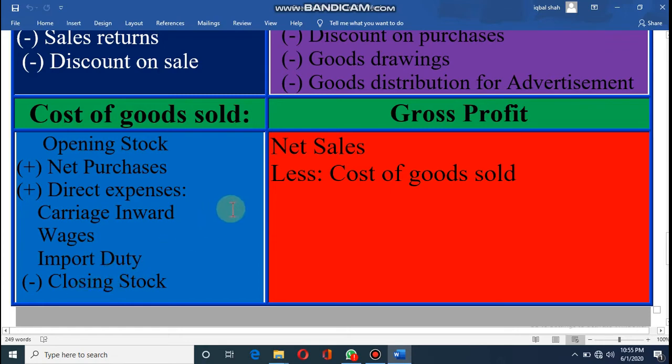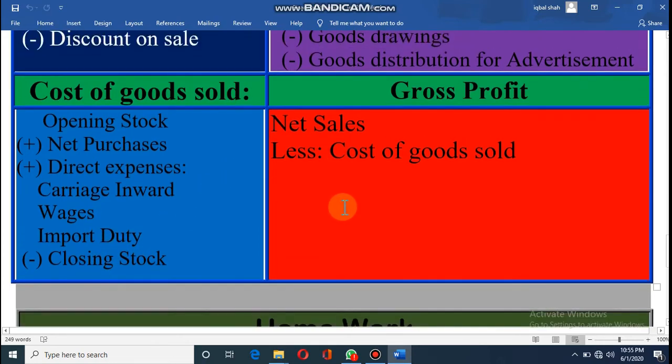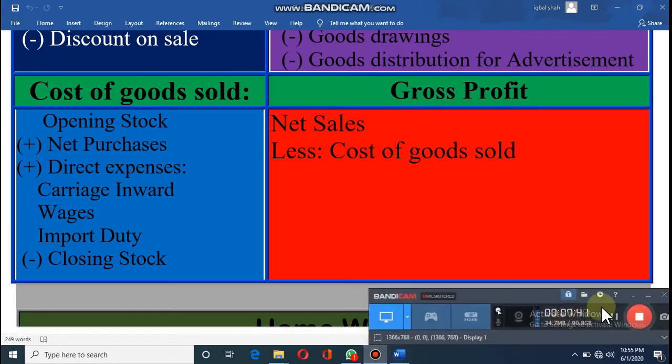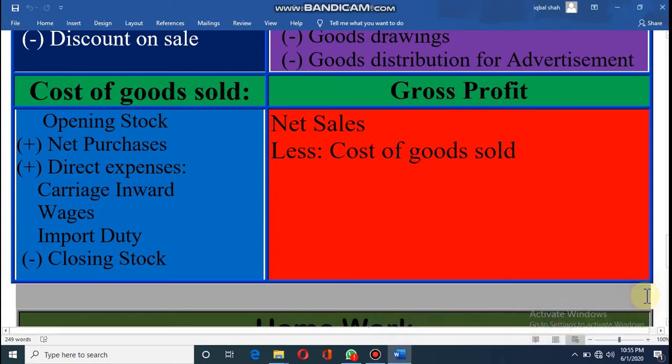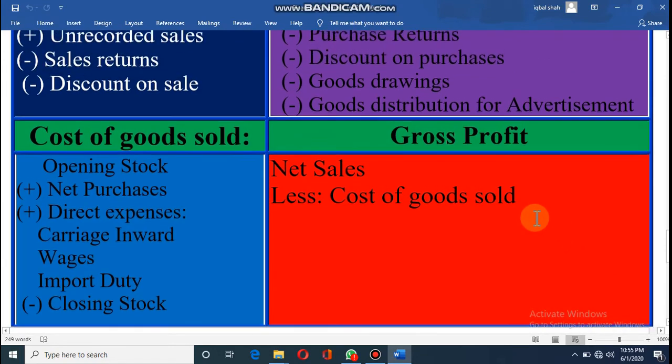Dear student, now gross profit. How will you find out gross profit? Dear student, in the last class you learned that gross profit for a merchandising business is net sales less cost of goods sold. Net sales minus cost of goods sold equals gross profit. Dear student, I hope you understand how you can find out gross profit.